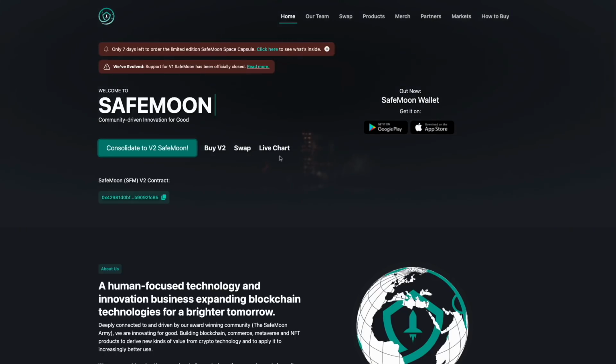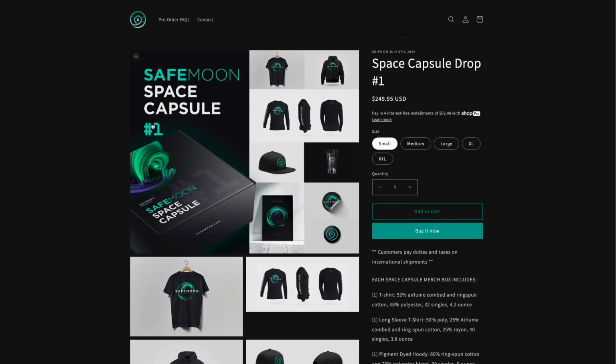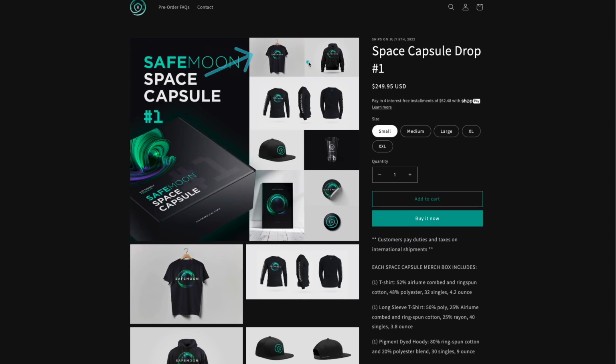If you guys weren't aware, Safemoon is actually trying to put out a merch box. It says there's only 7 days left to order this limited edition Safemoon space capsule. And if we fly on over to this, you can see what is listed inside the Safemoon capsule. You get a t-shirt, a sweatshirt, a long sleeve t-shirt, a hat, a mug, a poster, no frame included, a sticker, a pin. So you get a lot of Safemoon merch in this box. It's limited edition. There's only 7 days left. But one of the things that I did notice, it is $250, not including shipping. So that's something that I was like, wow, this is pretty expensive.